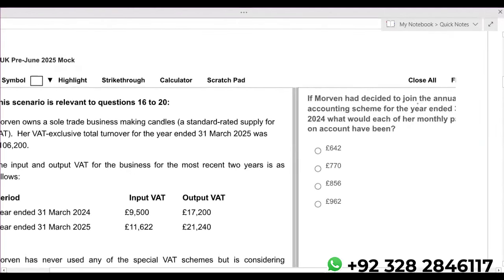Let's see. If Morvin had decided to join the annual accounting scheme for the year ended 2024, what would each of her monthly payments on account have been?